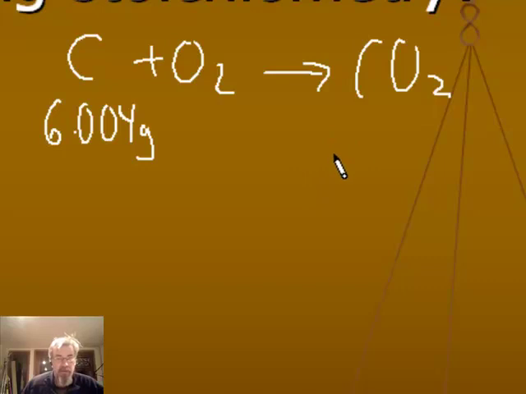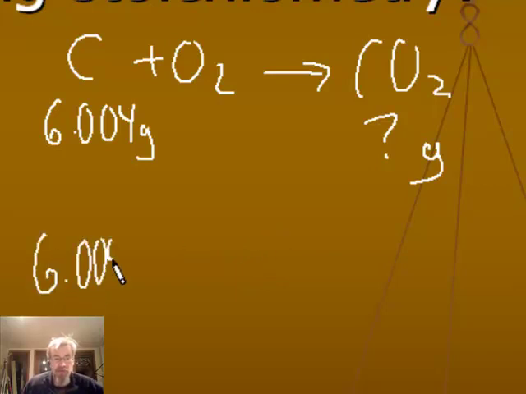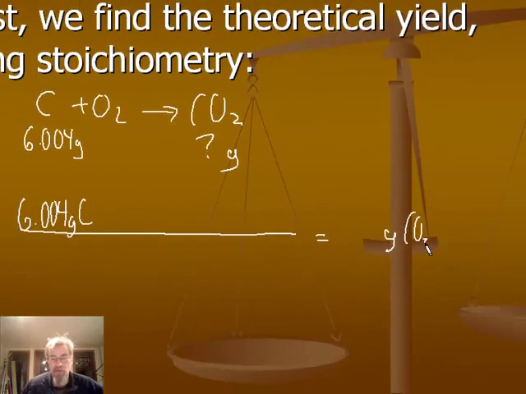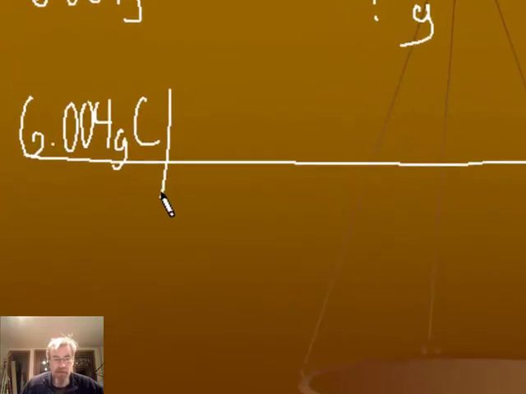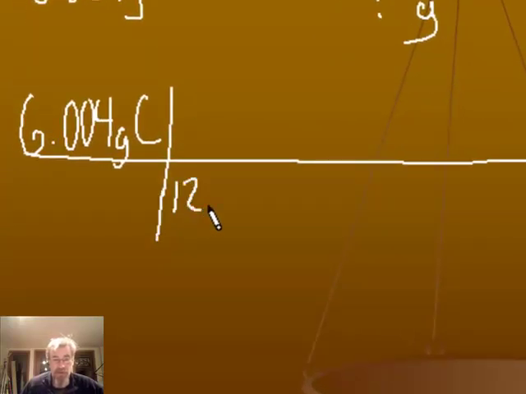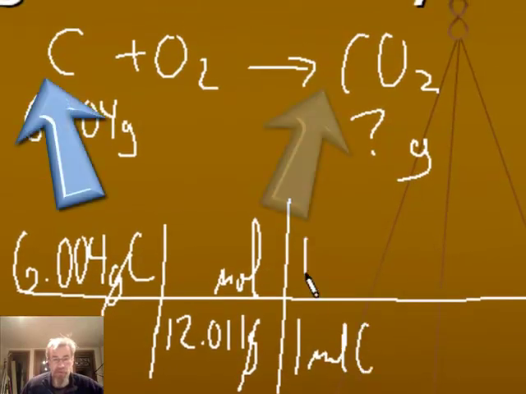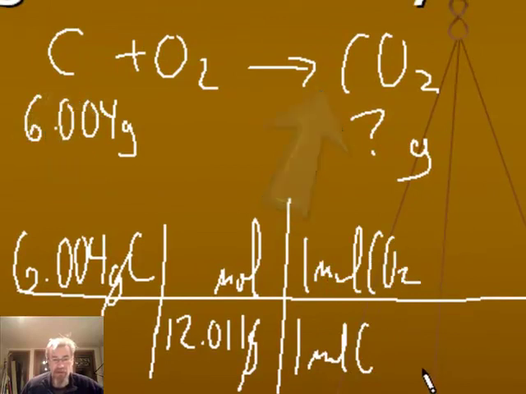6.004 grams of carbon, and the theoretical yield in grams we would calculate just using ordinary stoichiometry like we've done in the past. So here's our starting point, 6.004 grams of carbon. Our ending point is grams of CO2. We can't cross the Grand Canyon without using the mole bridge, so our first step is to take 12.011 grams per mole, that's the molar mass of carbon, and change our carbon grams into moles of carbon. Then we need a mole ratio. There's 1 mole of carbon for every 1 mole of CO2 in this balanced chemical equation. So that now gives us moles of CO2 because moles of carbon cancel.